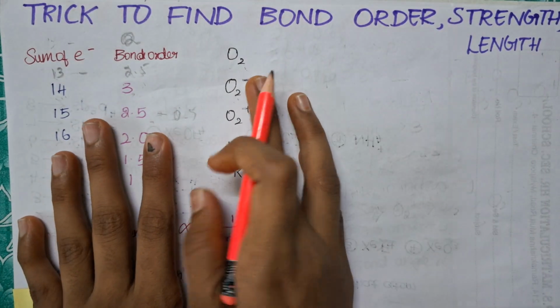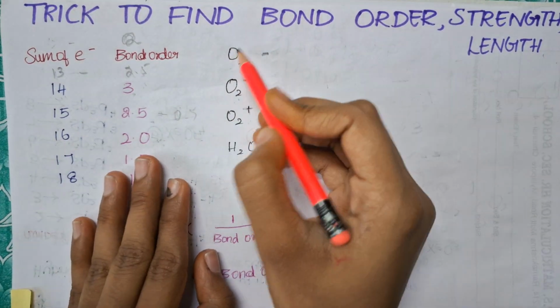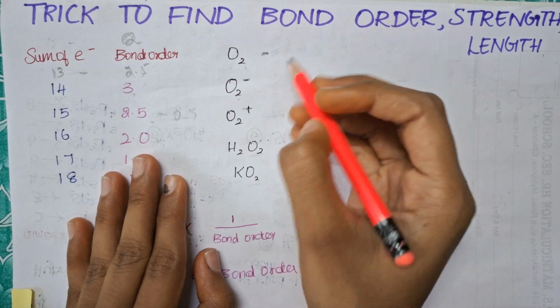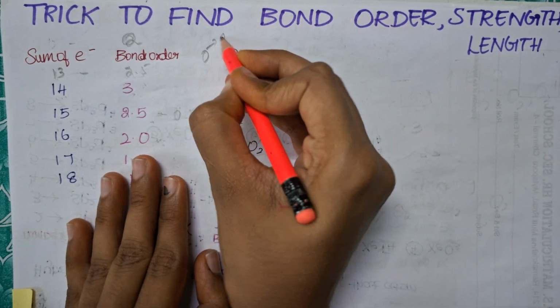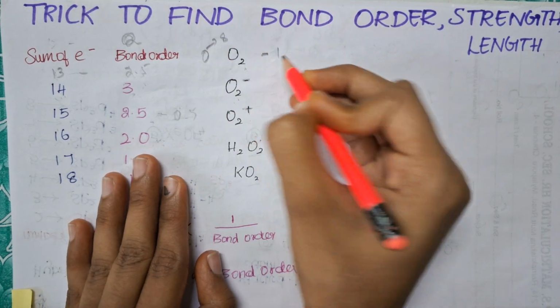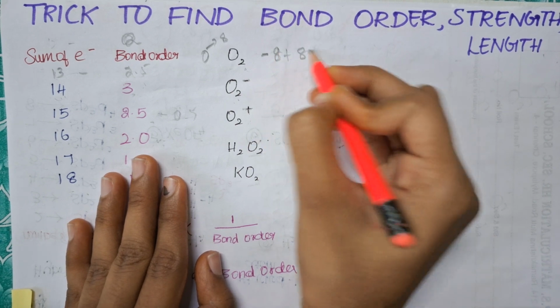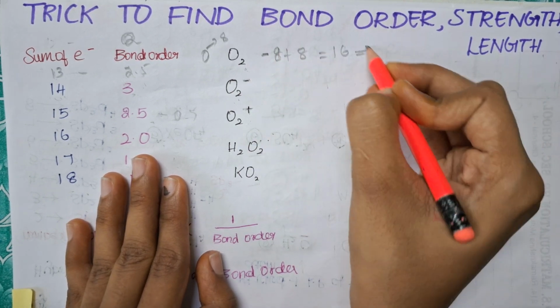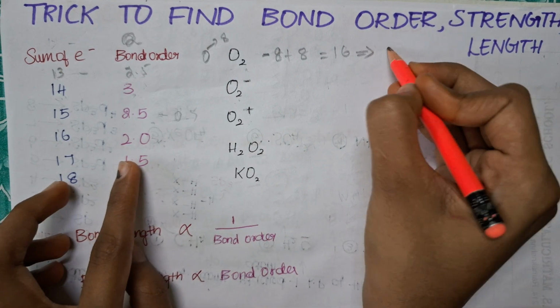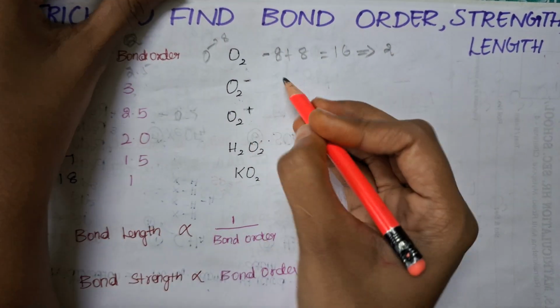Let's say for O2, what is the atomic number of oxygen? Oxygen is 8. So 2 oxygens are there. If you do 8 plus 8, what will you get? 16. So what is your bond order now? 2. That's it.